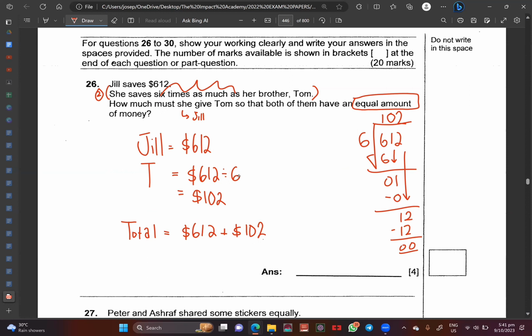All right, now when we are done finding their total, so 612 plus 102, we get to an answer of 714. Make sense? Yeah. The moment we are done finding their total, we are going to find the equal amount. What is the equal amount? 714 divided by 2. Does that make sense to you? So both of them will need to have 357. Understand? Yeah. Jill wants to get to 357. Tom also wants to get to 357. Correct or not?